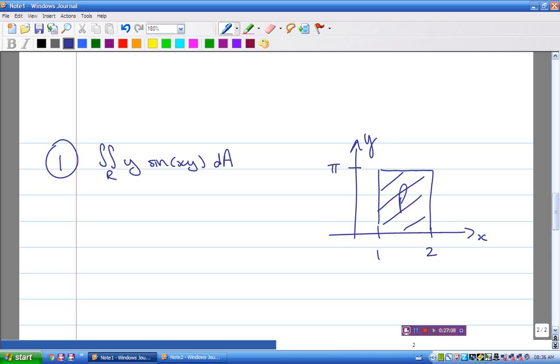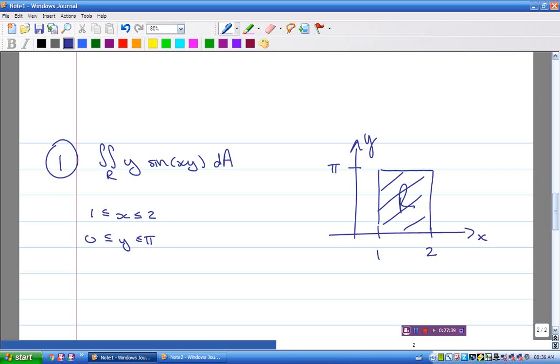That's my region. If you read the question, it gives it to you. It says x is between 1 and 2, and y is between 0 and pi. Your region has to be described to you in some way, either like that, or with a picture, or with words saying something like the region that's bounded by y equals x squared and y equals x. Somehow your region has to be described to you.